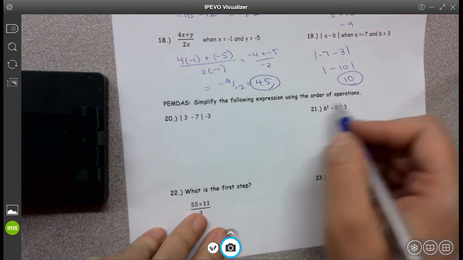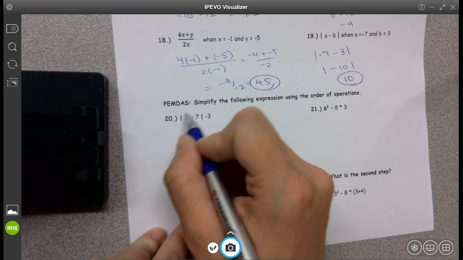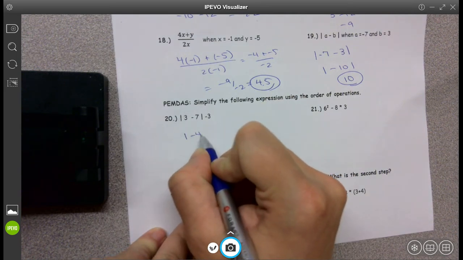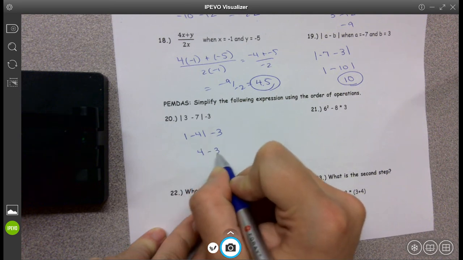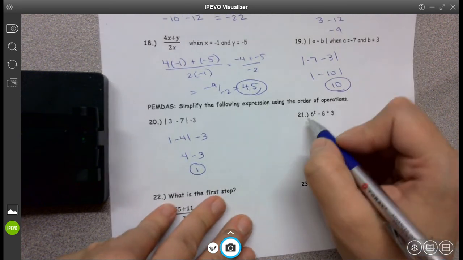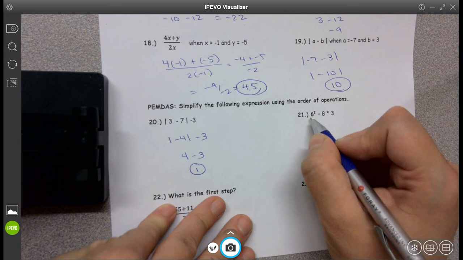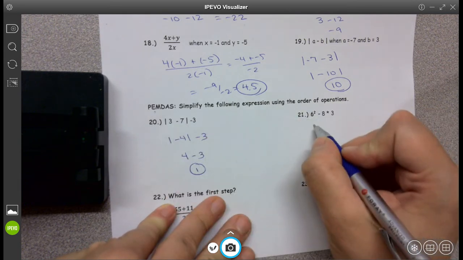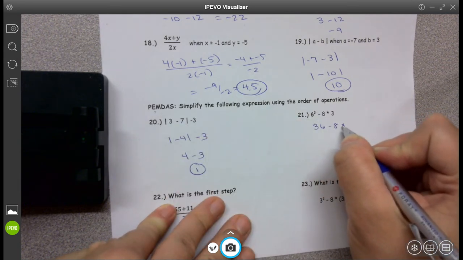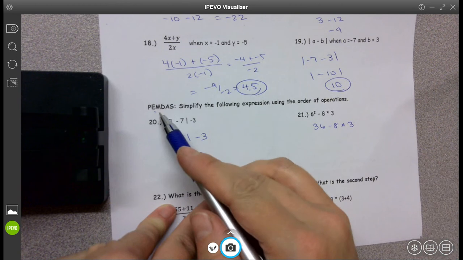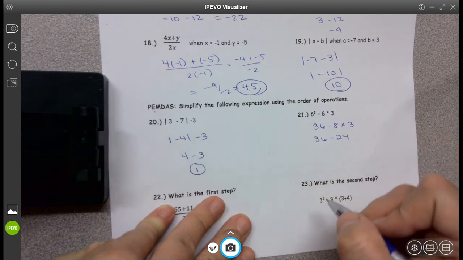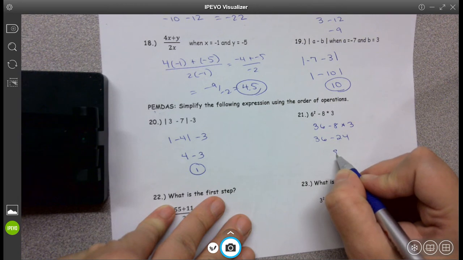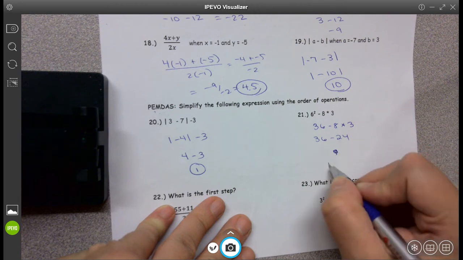PEMDAS, simplify the expression using the order of operations. So in parentheses or grouping symbols, we have this, then the absolute value of negative 4 is 4 minus 3, which is 1. Here, parentheses, there's none. Exponents come next. So 36 minus 8 times 3. Next comes multiplication and division. Okay, well, there's multiplication here. So then it's going to be 8. No, I'm sorry, I lied. 12.